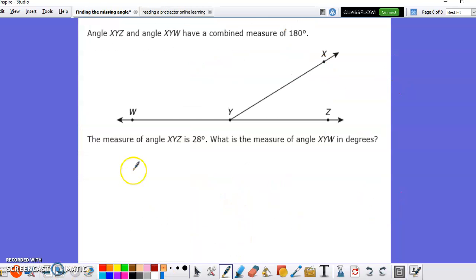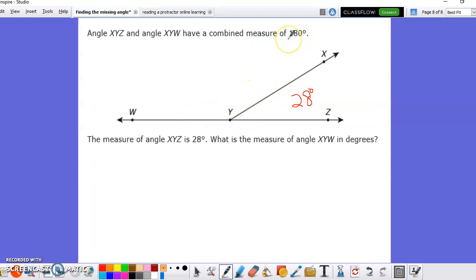Moving on. And this one right here, angle XYZ. So when I'm looking at this angle, XYZ and angle XYW have a combined measure of 180 degrees. So this whole angle here is 180 degrees. The measure of angle XYZ is 28 degrees. Looking at this, this does look like an acute angle. And so looking at my other angle here, I know that this is probably going to be an obtuse angle because it looks like it's way more than 90 degrees. So whatever I get, it has to be more than 90.